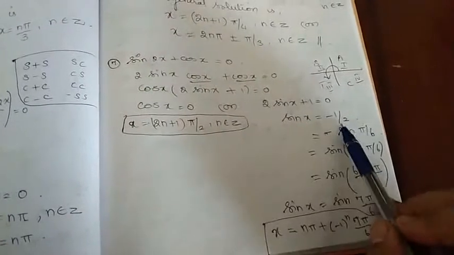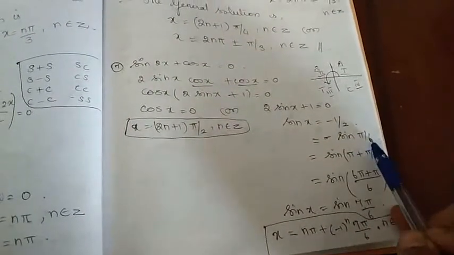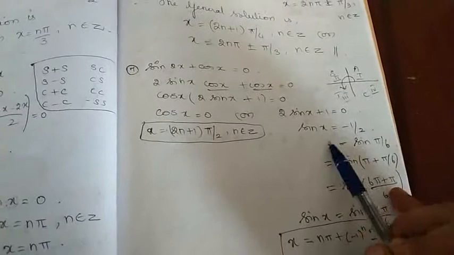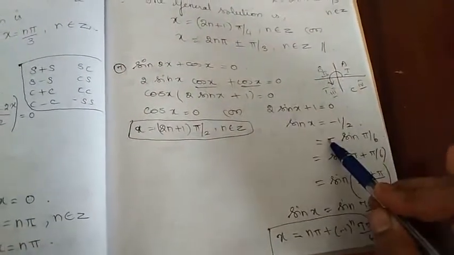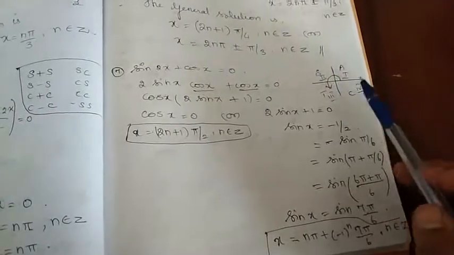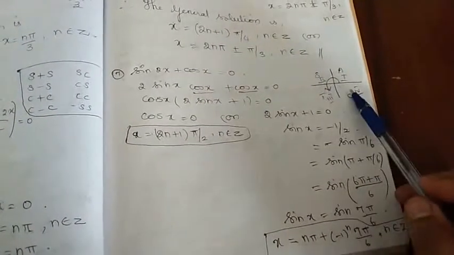See, there is again another kind. Here we got it directly, but in this problem we got sin x equal to minus half. So minus sin pi by 6. We don't have a general solution for sin x equal to minus sin y, right? So how to simplify this? When will the sin value become negative? In the third quadrant or the fourth quadrant.